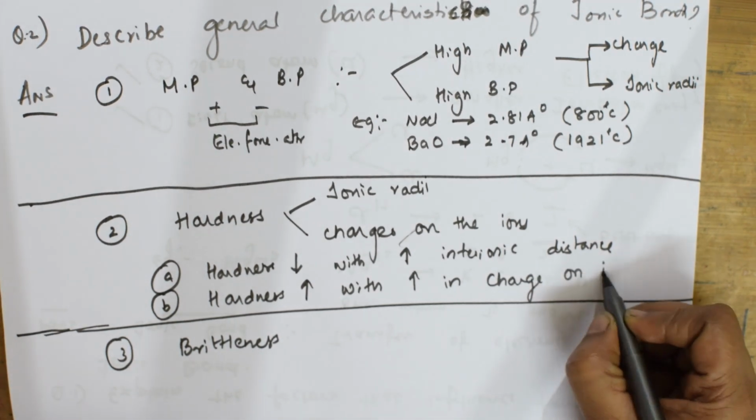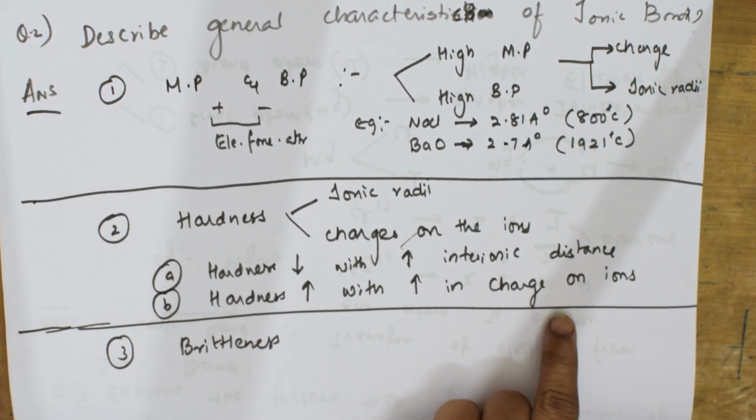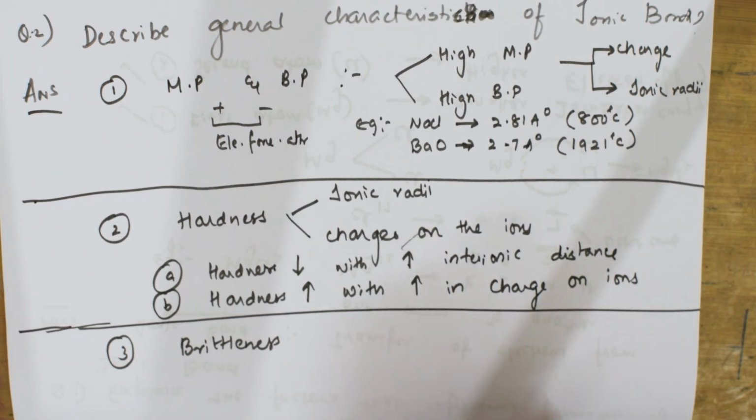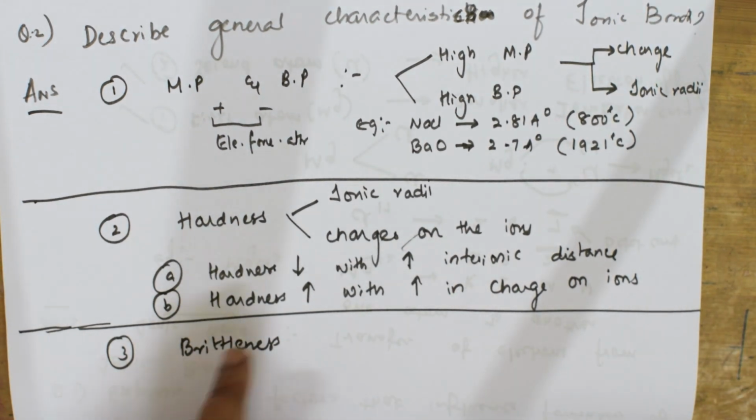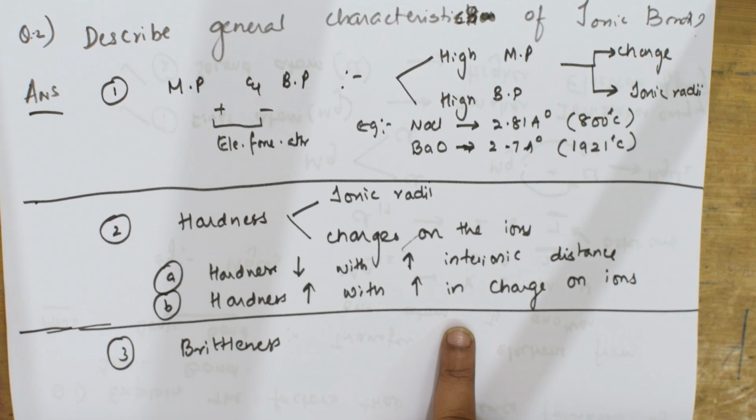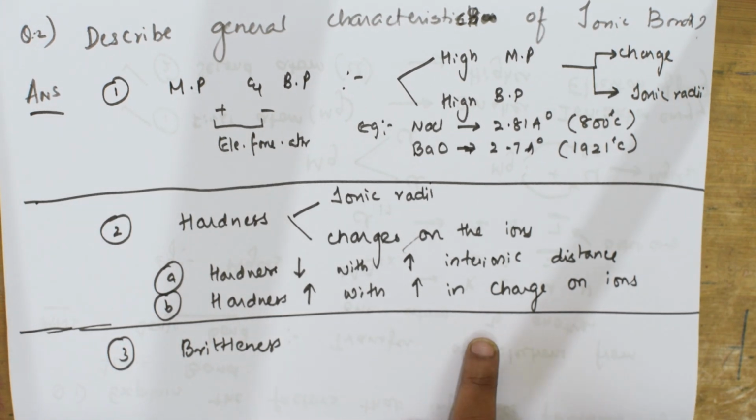Increase in charge on ions. Okay, right. How can we explain this? I think the first one you've understood, students. Second one, hardness increases with increase in charge of the ions, we said. How is this possible? Let us take an example.